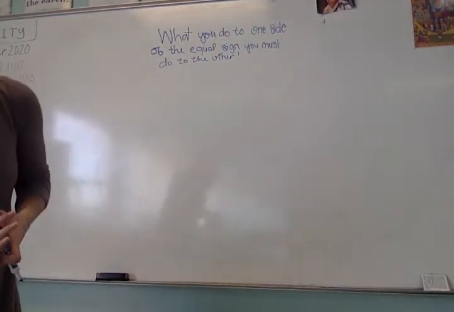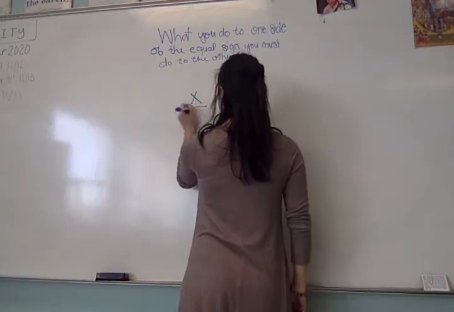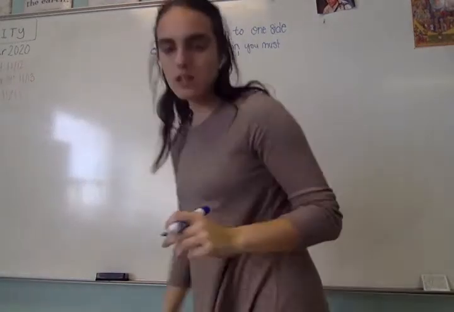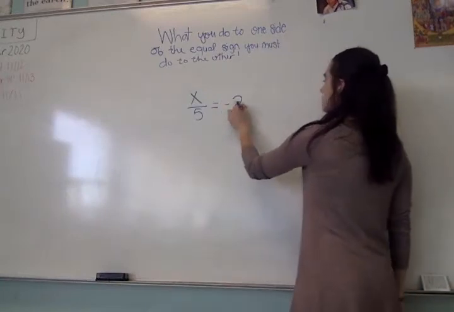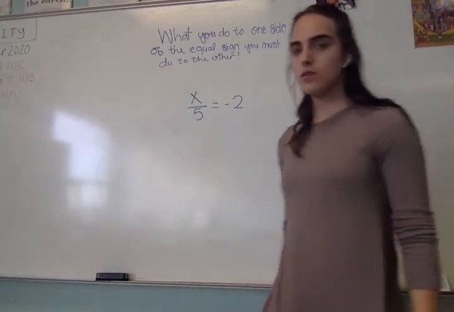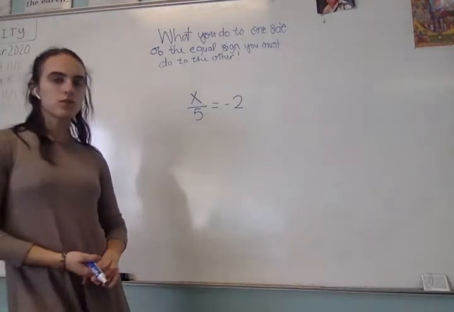Let's try another. What if I had x over 5 equals negative 2? Negative 2. x over 5 equals negative 2. How would I do this, guys?